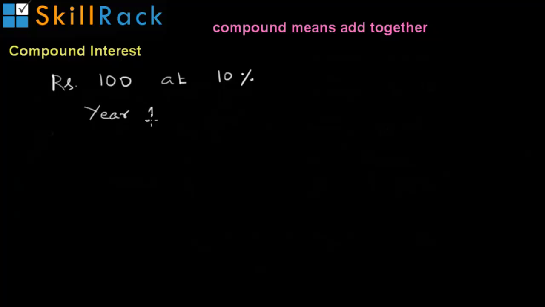Let rupees 100 be invested at 10%. So at the end of year 1, the interest obtained is 100 into 10 by 100 is equal to rupees 10. Of course, this is same as the simple interest concept.